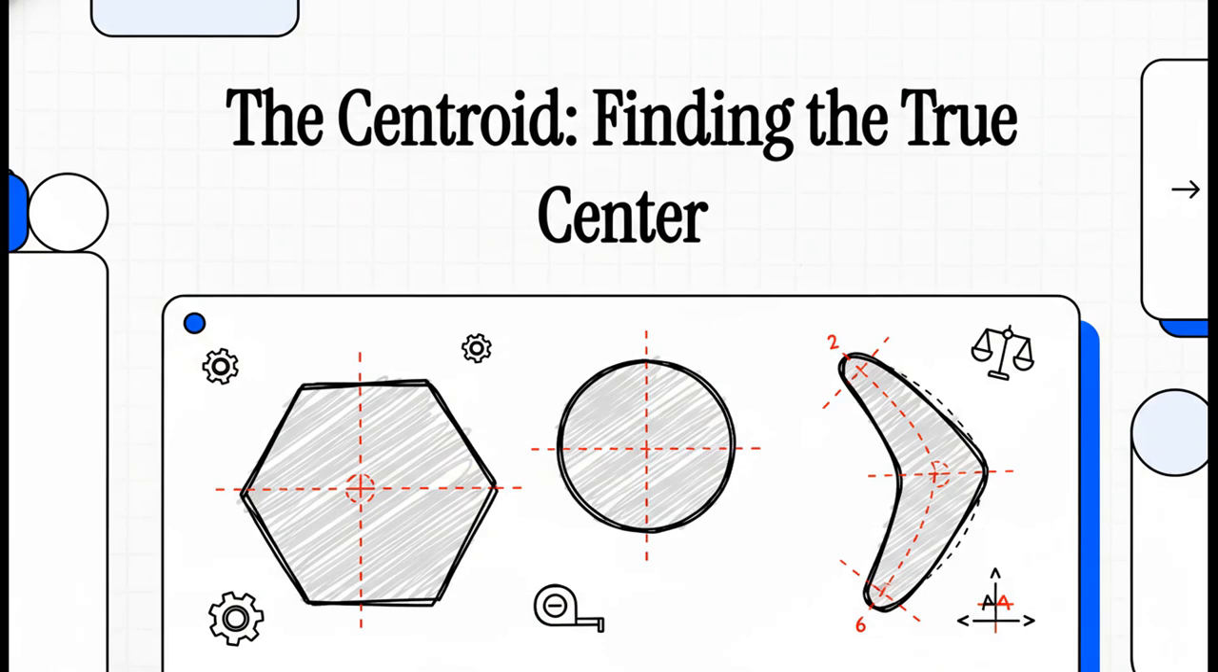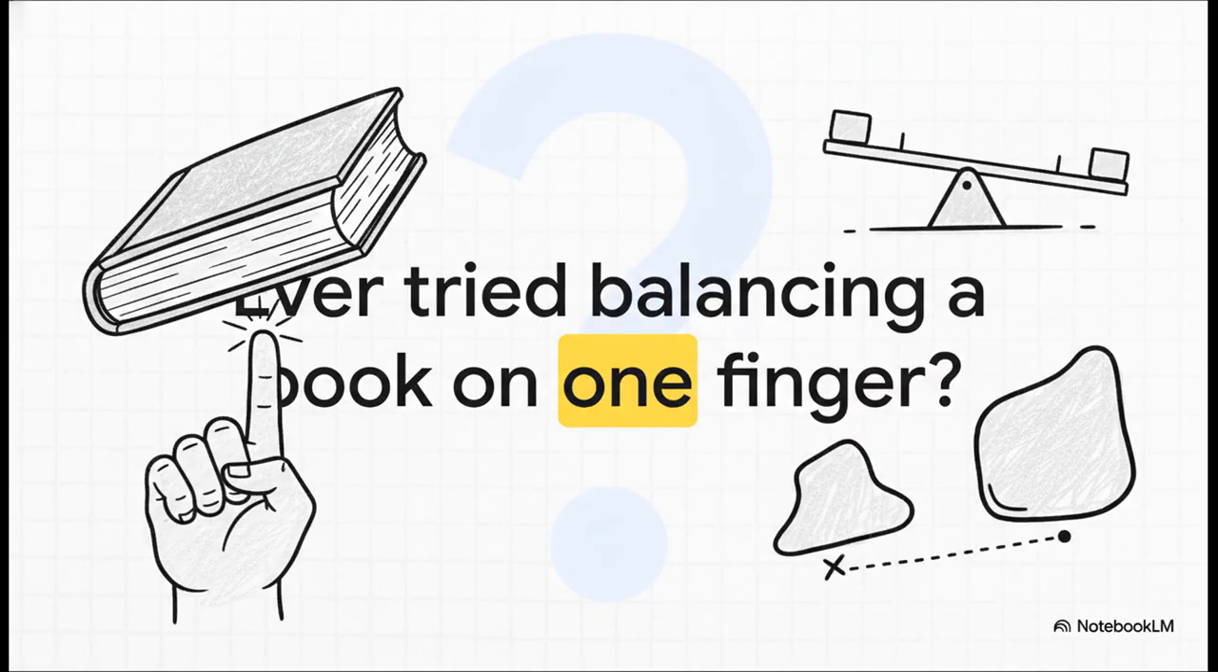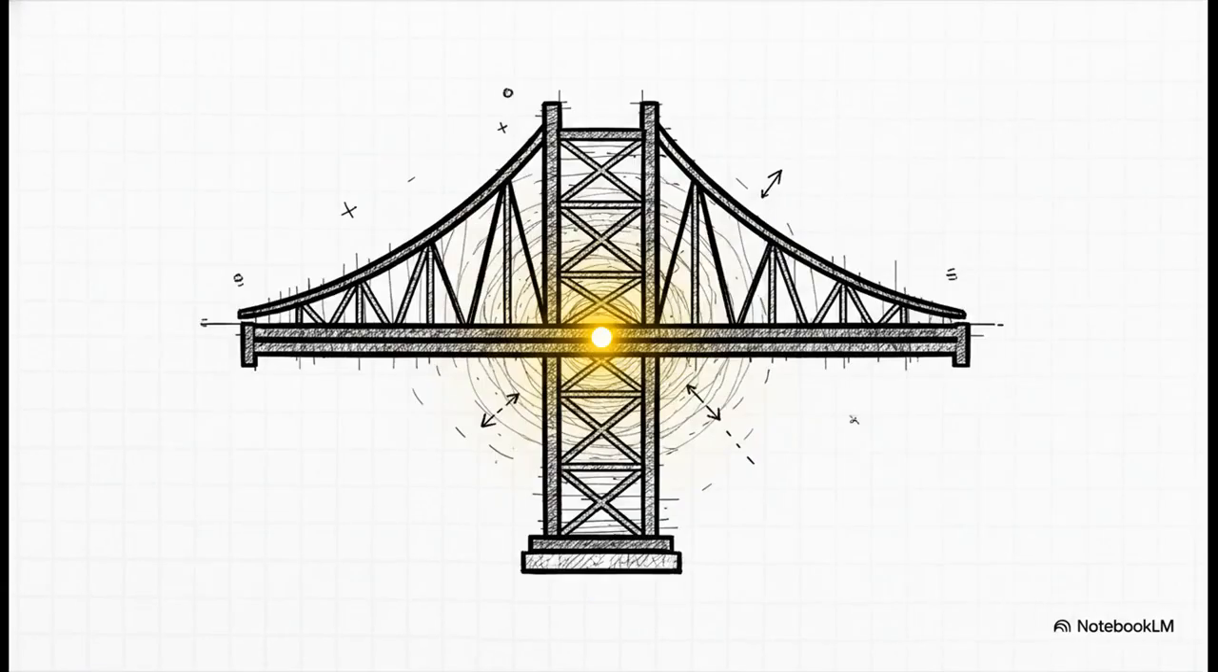Today, we're going to dig into a question that seems super simple on the surface, but is absolutely critical for engineers. Where is the true center of an object? We're talking about finding its centroid. Okay, so have you ever actually tried this? You grab a book, stick your finger out, and you're just kind of hunting for that one perfect spot, right? That little point where everything just clicks into place and balances perfectly. Well, that exact sweet spot, that's what engineers call the centroid, or the geometric center.